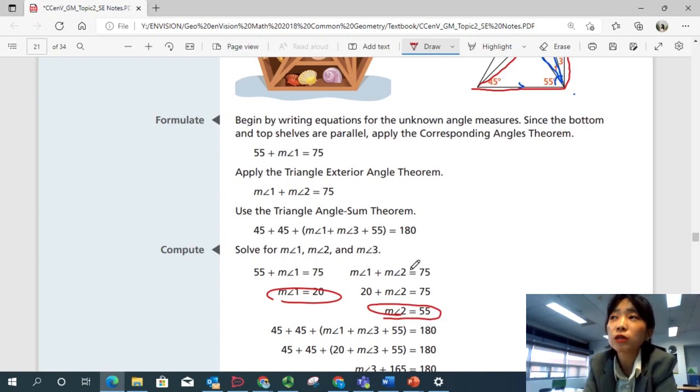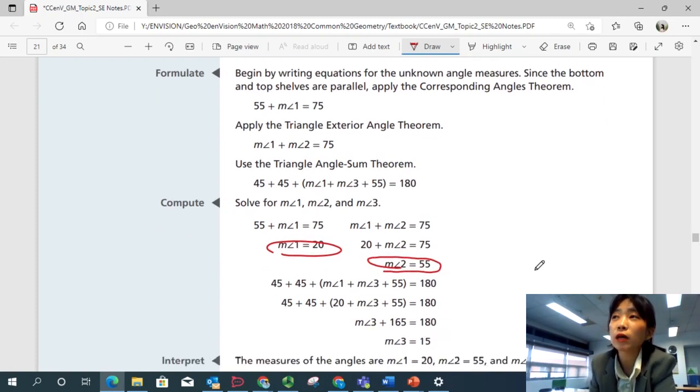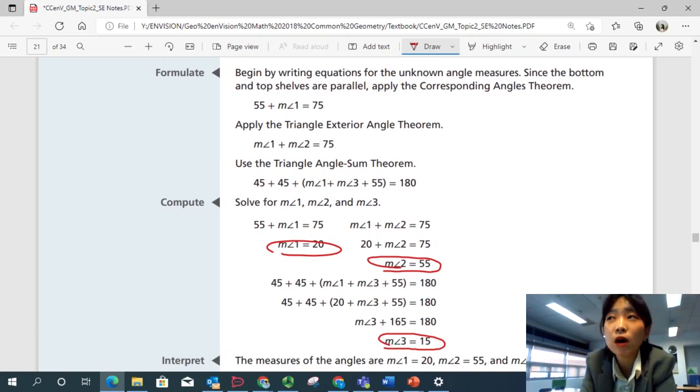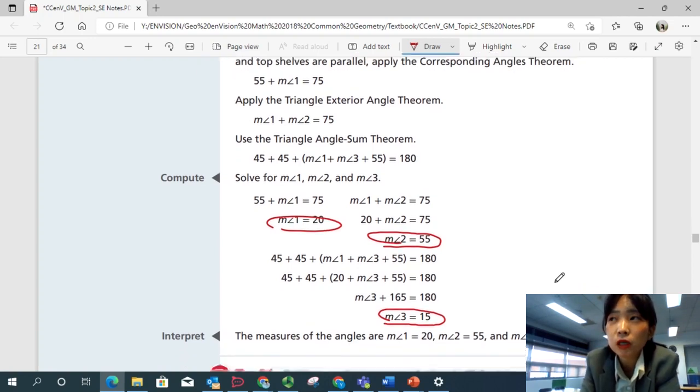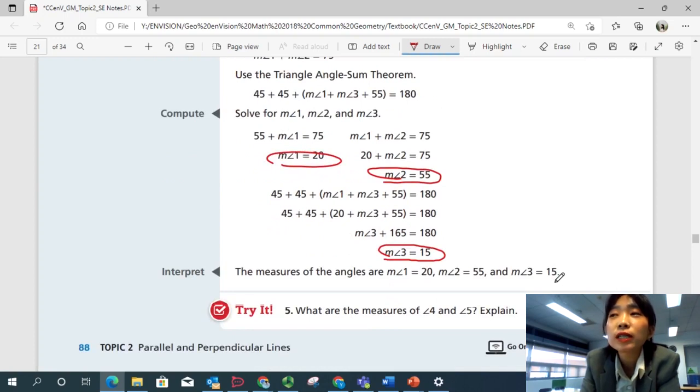And then use the third one. You already know measure of angle 1. So 45 plus 45 plus 20 plus measure of angle 3 plus 55 is 180. So subtract all of these from 180 to get measure of angle 3, that's equal to 15. Now we have figured out all the missing angles that they want us to figure out. So the measures of the angles are 20, 55, and 15. Good. Now it's your turn.